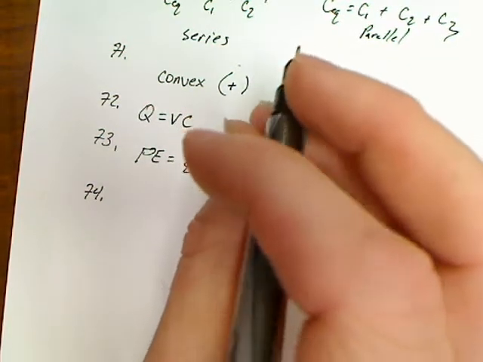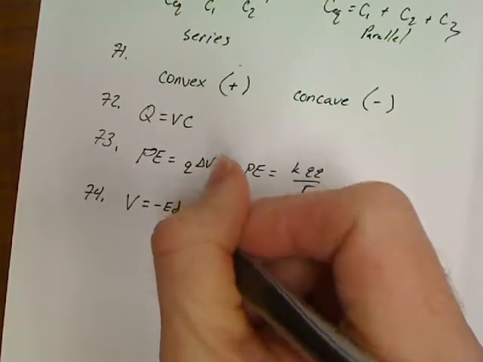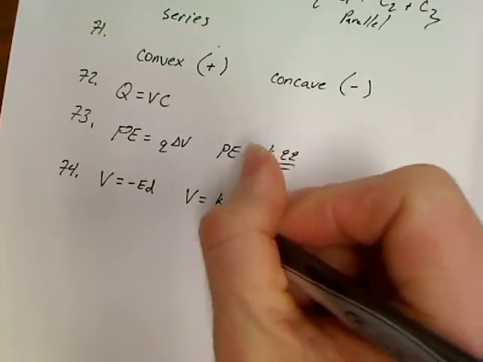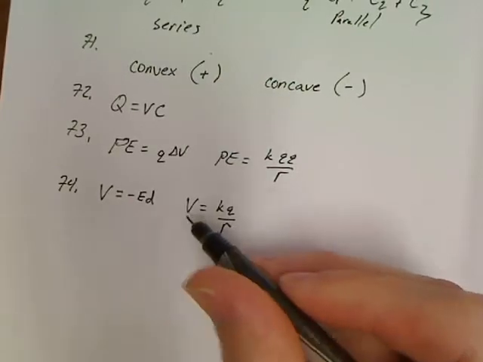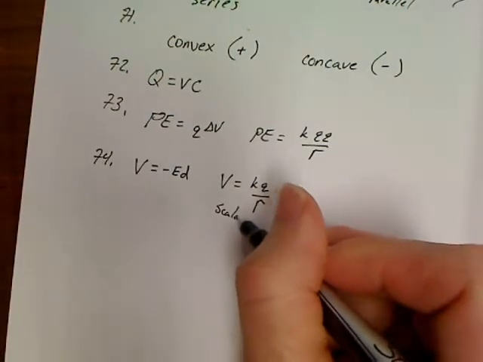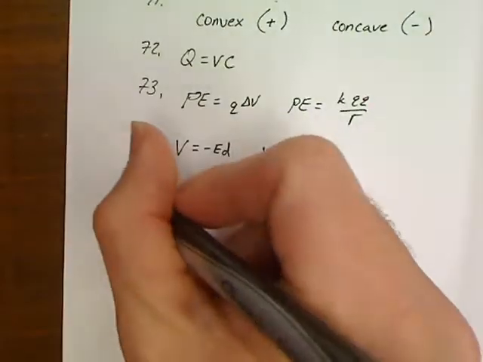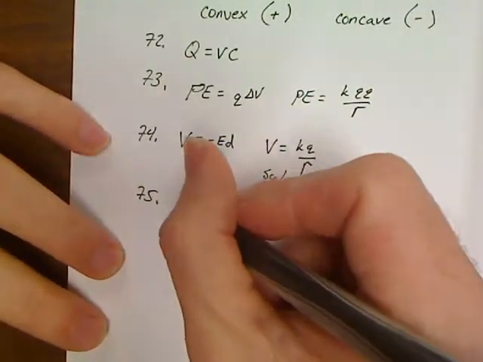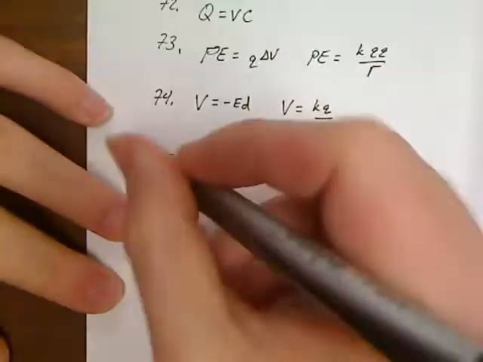Oh, two equations for potential. 74. V is equal to negative Ed, and V is equal to kQ over just R. I mean, kQ over R squared is an E, an electric field. Remember, this one's scalar, so there's no directions on the potential. 75. Frictionless hill, a is equal to g sine theta.